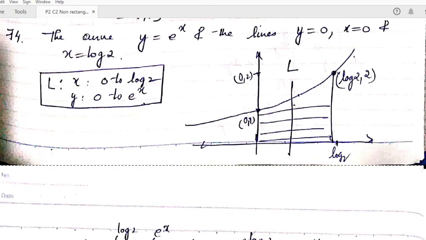So the boundary is given as the curve y is equal to e raised to x, the lines y equal to 0, x equal to 0 and x is equal to log 2. So this is our boundary of the region. Now first let us sketch the region of integration, and then after sketching it we'll be finding the area of the region. So first let us see the curve y is equal to e raised to x.